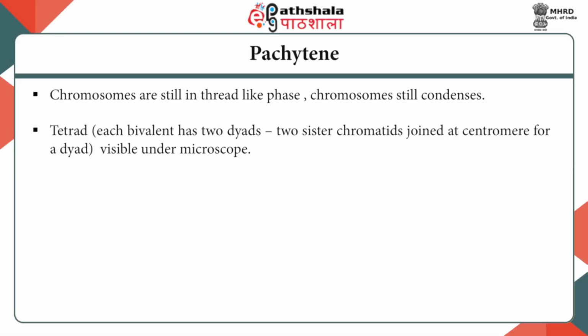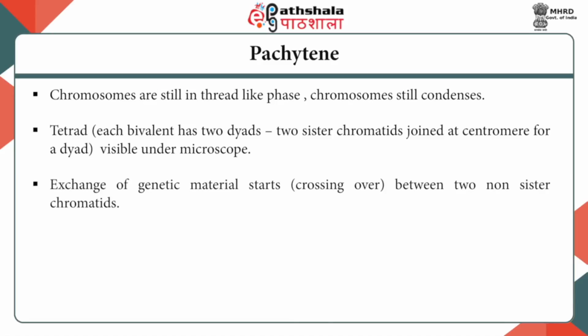Here, tetrad is seen under microscope, and each bivalent having two sister chromatids forms a tetrad. The main event occurring during this stage is crossing over, where exchange of genetic material between two non-sister chromatids of the homologous chromosomes takes place. Under the electron microscope, a number of electron dense bodies about 100 nanometers in diameter are seen, and these are known as recombination nodules. These are the site of crossing over. It contains the enzymatic machinery that facilitates genetic recombination, which is finished by the end of pachytene.